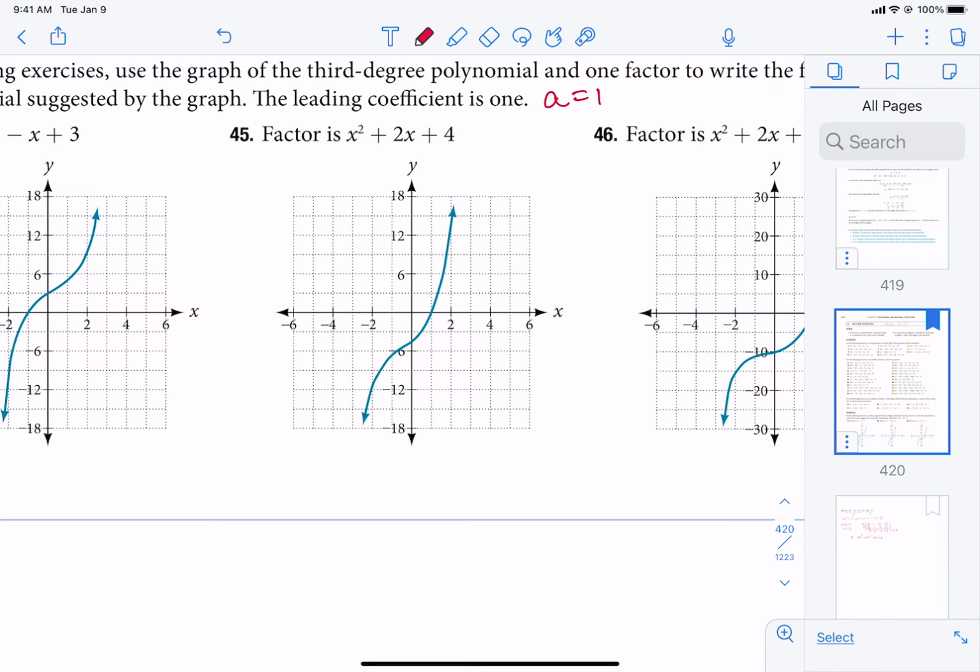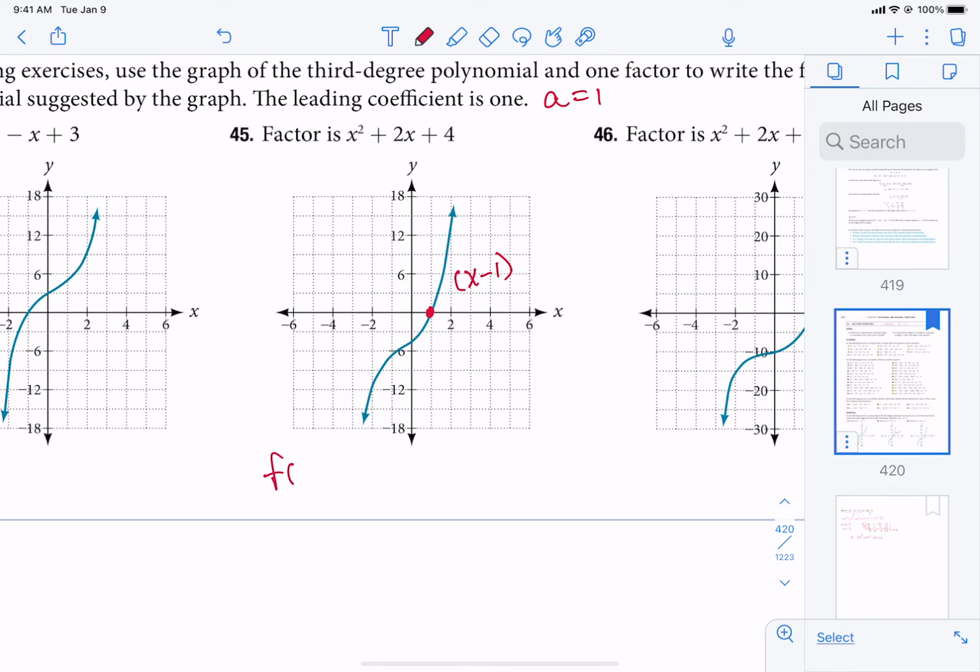So let's think about what we know for 45. Because remember, you're only doing the odds. So we'll do 45 together, and then 47, you can try on your own. For 45, the zero here is 1. So we know another factor is x minus 1.